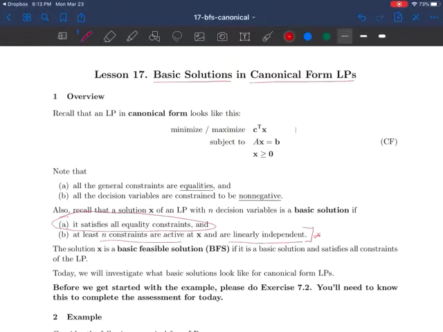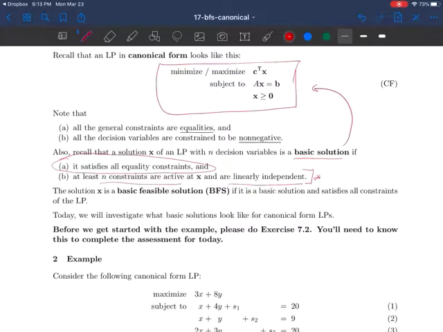And then also look back to the previous lesson where we talk about this special canonical form. The idea that we're going to really look at today is how this definition of basic solution works in the canonical form. And what we're going to see is that it actually simplifies our lives somewhat.